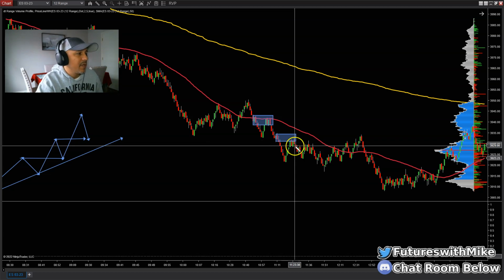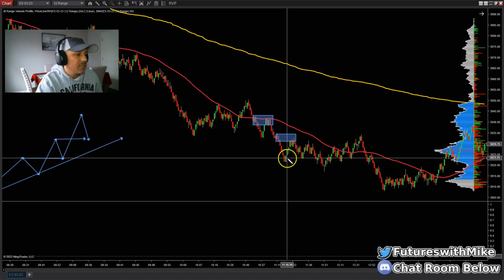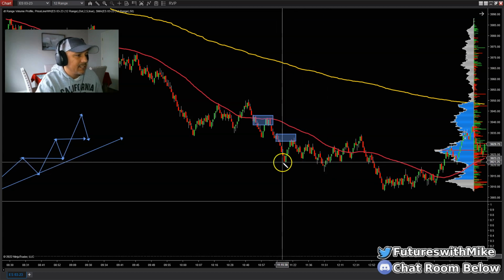You get the rejection, candle break to the downside, and take a shot back down towards the lows. And it does come back and take this area out, as you can see here. Moving on to the next trade.